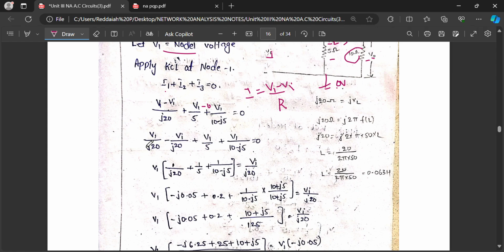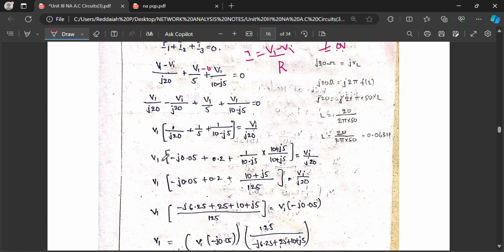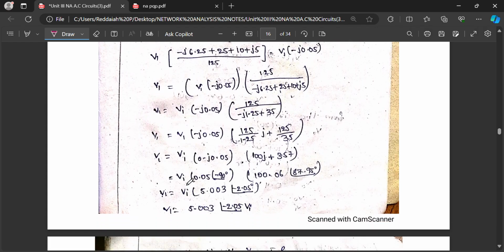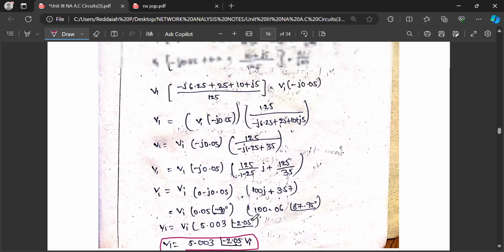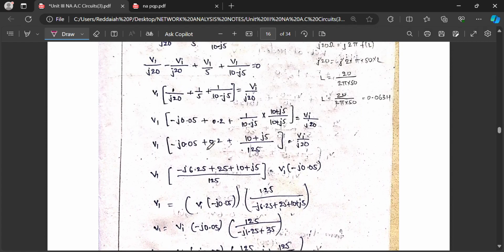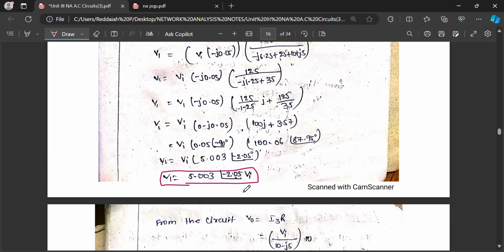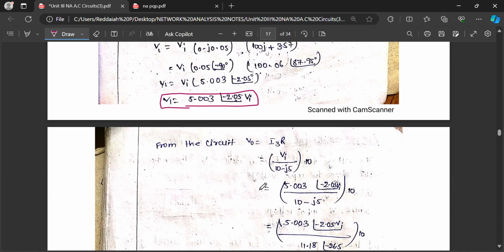Now solve these equations. Make V1 common. If you make V1 common, you will get, in terms of Vi, V1 equal to 5.003 at an angle of minus 2.05. Send the Vi term to the other side so that all the V1 terms are on one side. After solving, you will get 5.003 at an angle of minus 2.05 times Vi.